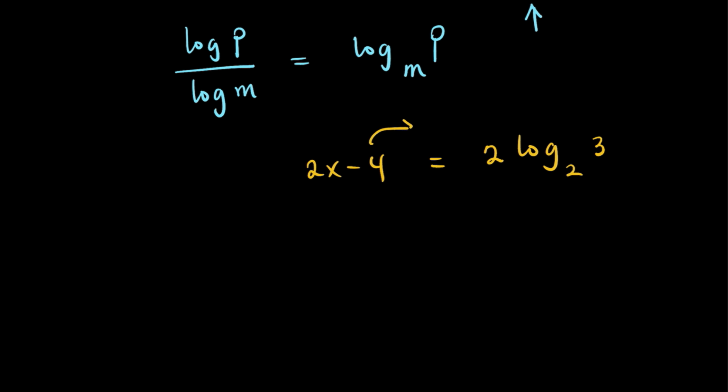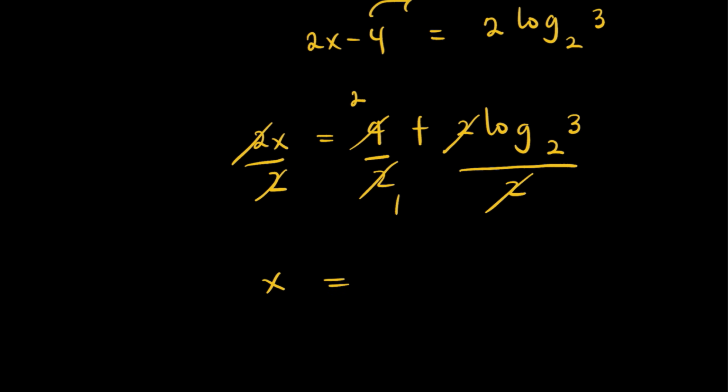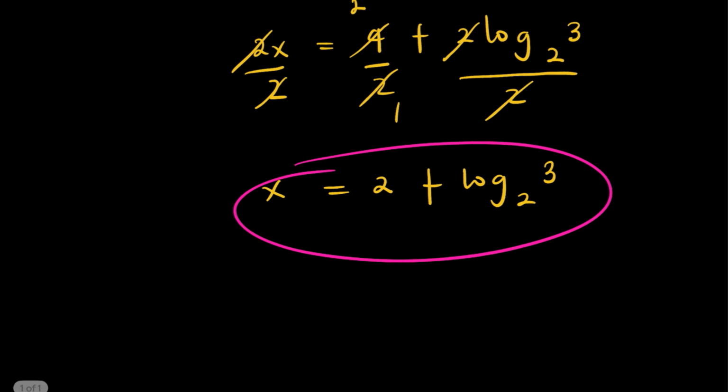Let us move this to the other side. So we have 2x is equal to positive 4 plus 2 times log 3 base 2. We can now divide both sides by 2. 2 cancels 2 here. 2 here is 1. 2 in 4 is 2. 2 cancels 2. So we have x is equal to 2 plus log 3 base 2, which would then be our final answer to this problem.